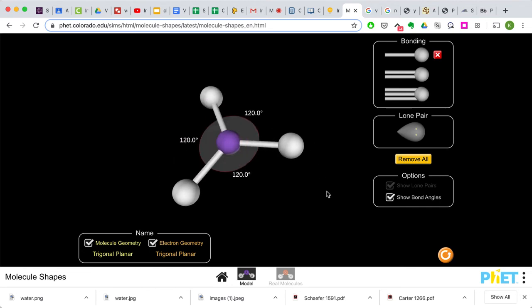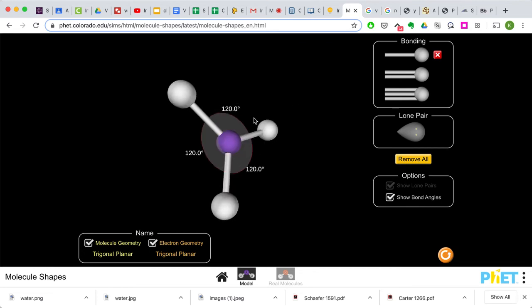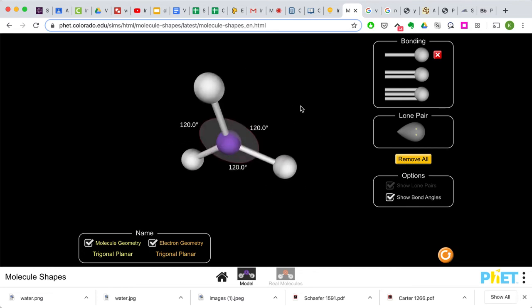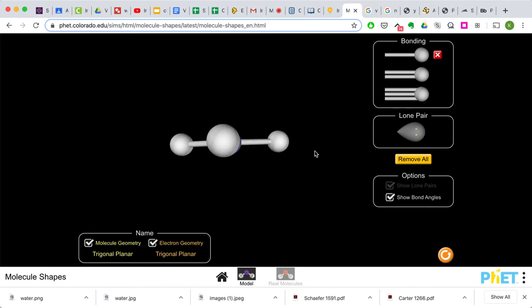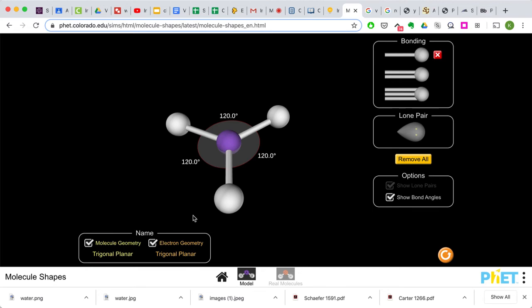Don't just look at what they show you. I want you to turn it, manipulate it, and really understand the fact that this is flat. Do this for every single structure. Now, what you'll notice again is they now tell you what the new names are, and they tell you what all the angles are.